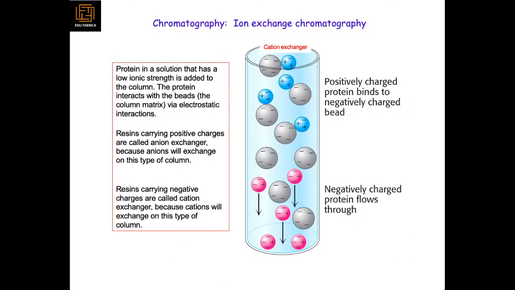That is ion exchange chromatography. It's the same, except that instead of having these carbohydrate beads, in this case we are having charged beads. Negatively charged protein will flow, and we have negatively charged beads. So to negatively charged beads, positively charged proteins will be attached, and the negative ones will flow away.